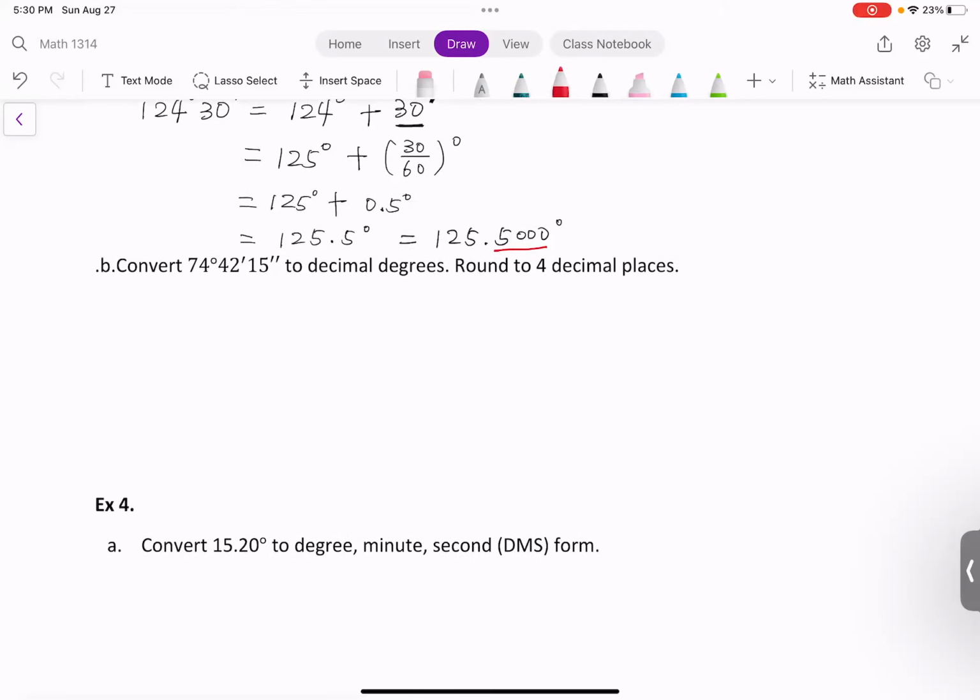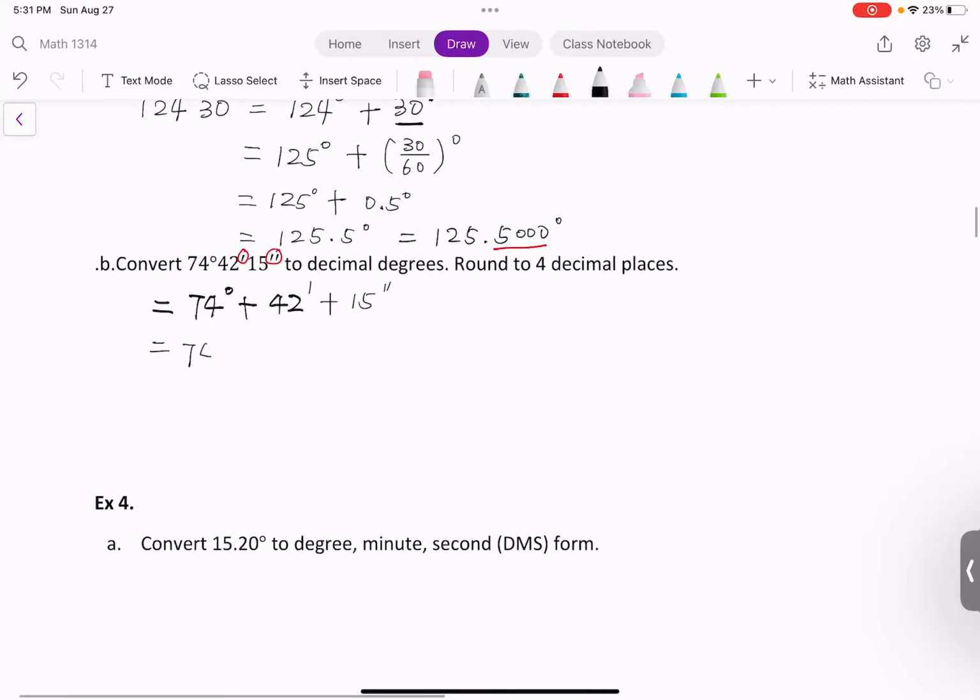That means I cannot have a minute. I cannot have this second. So I can keep the 74 degrees. First step, let's break down this angle into 74 degrees plus 42 minutes plus 15 seconds. I need to convert these first. From the minute to degree, we need to divide by 60.